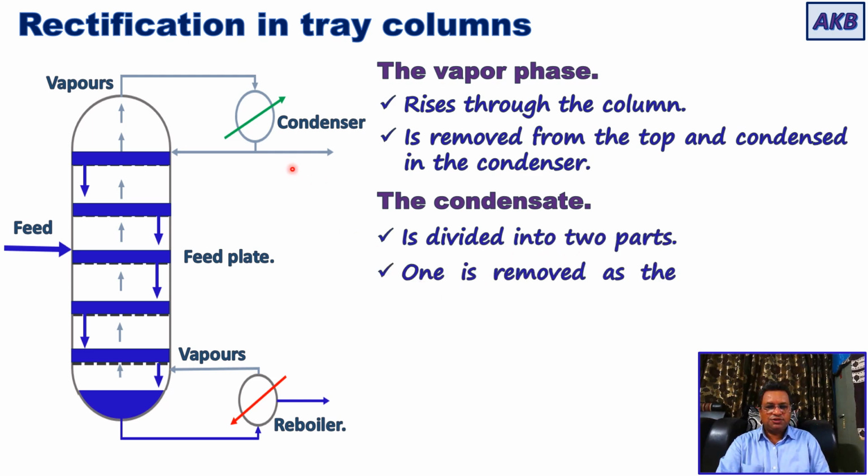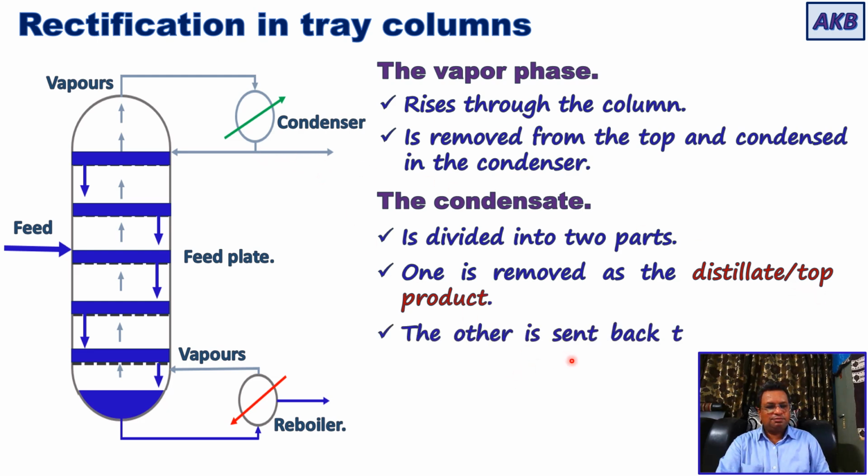One is removed as the distillate or the top product, whereas the other part is sent back to the column, and that is called reflux. So the distillate is taken out as one part of the condensate, and reflux is sent back to the column.